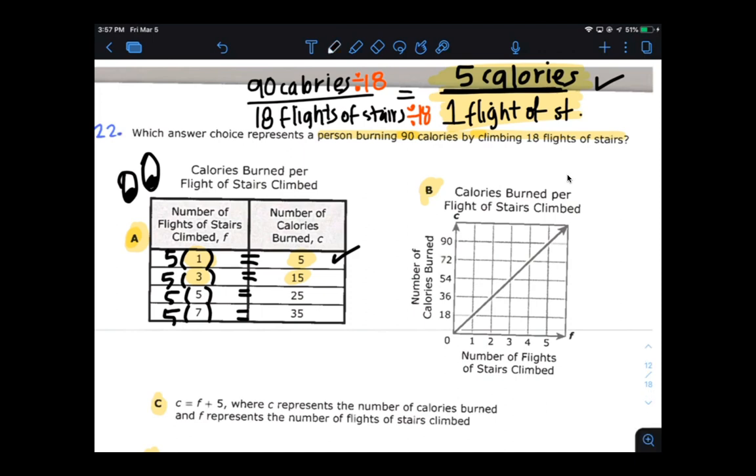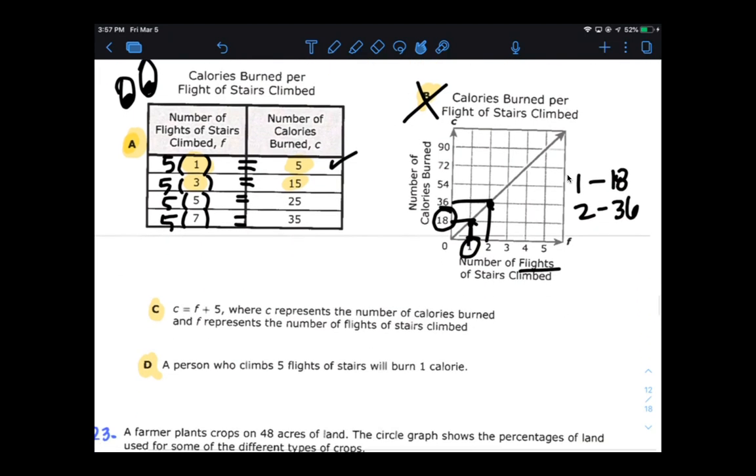So let me see. Here, I read that it says 1 flight of stairs burns 18 calories. Is that what we got here on top? No, we didn't say that 1 burns 18. We said 1 burns 5, according to this information. Because look here, 2 says it's 36. No, this is definitely not right. This is out.